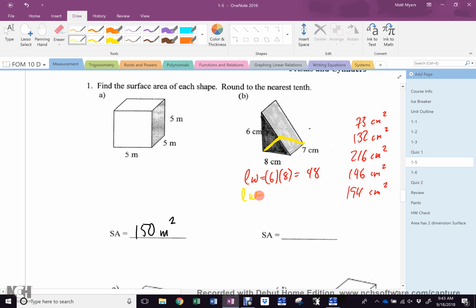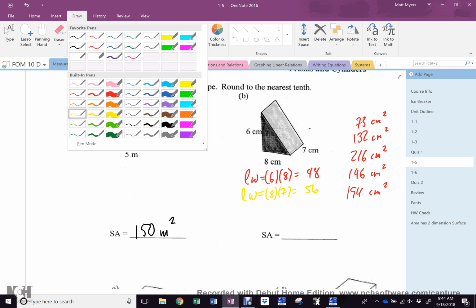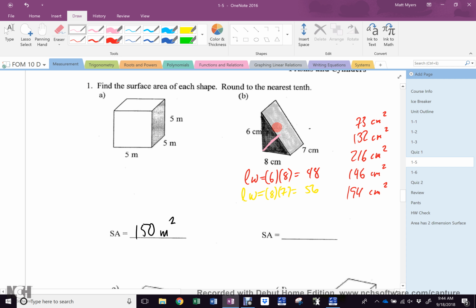So, that is again LW, yes? What is it? 8 times 7, which is 56. Yeah? Okay. Then there's, of course, this rectangle, yes? How big is that? It's still LW. It's still 6 times 7, and it's 42. Everybody cool? Is everybody cool?